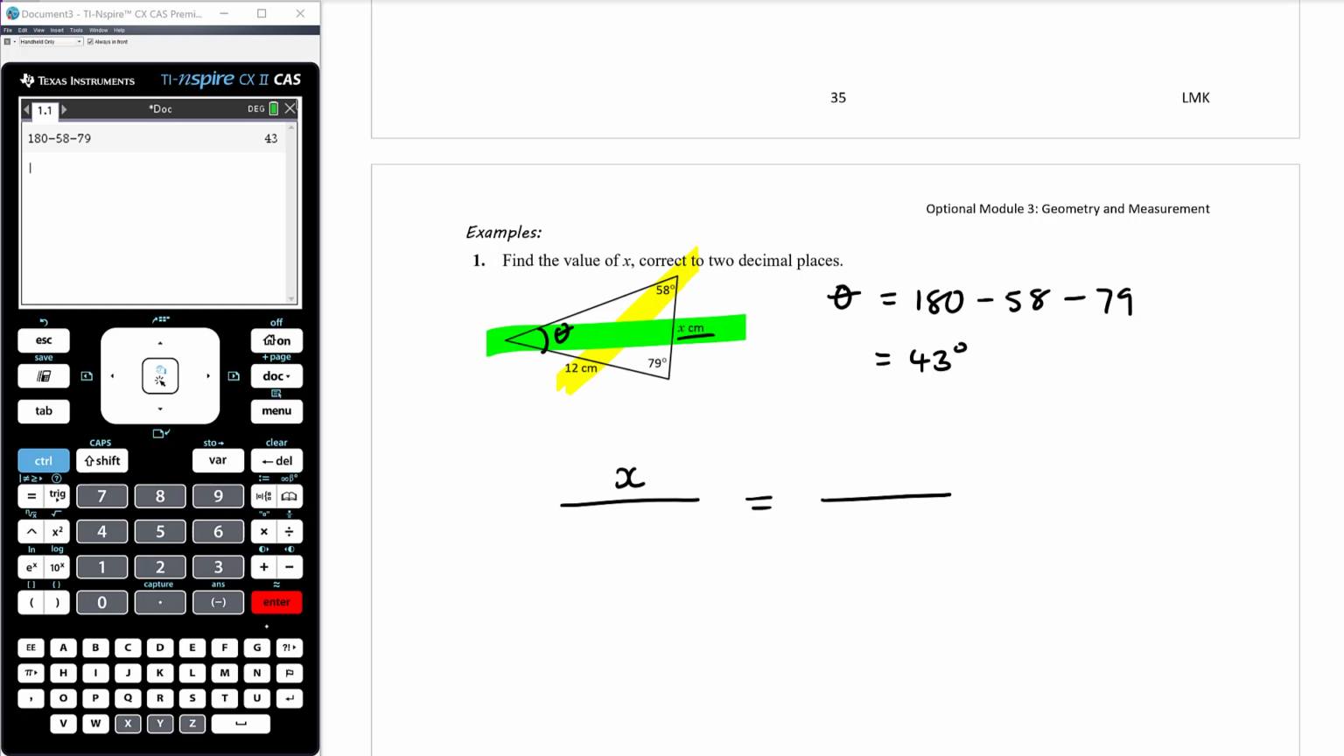I want that to go on the top left, which means I'm going to have lengths on the top and sine of angles on the bottom. Okay, so it's going to be x divided by sine of the angle opposite it, and in this case that's 43.